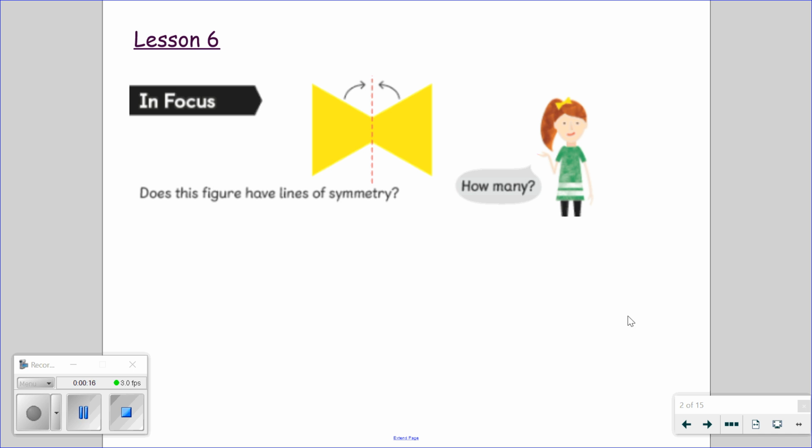So we have a shape that looks a bit like a bow, and it asks, does this figure have lines of symmetry? What do you think? Holly asks, how many? Is there more than one? If so, how do you know? Perhaps you could cut out a paper shape like this and see how you can fold it.